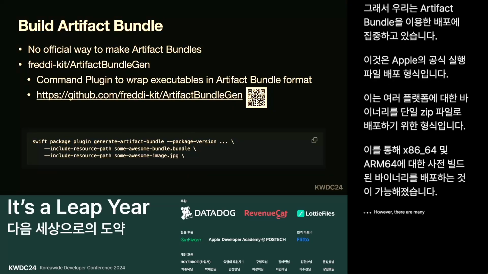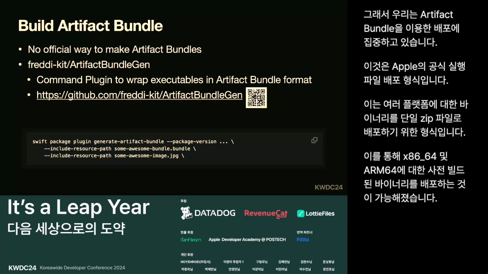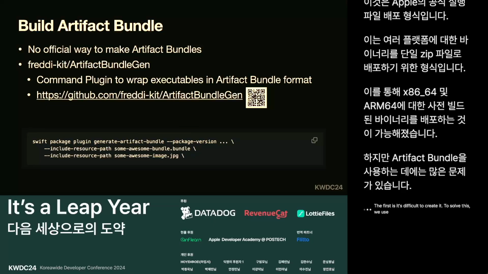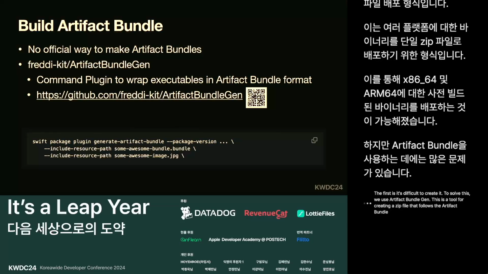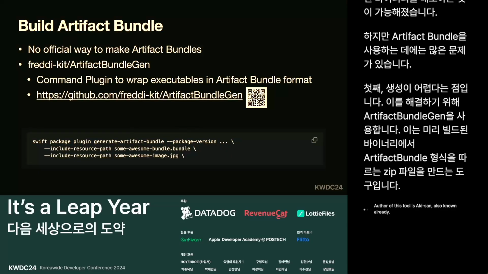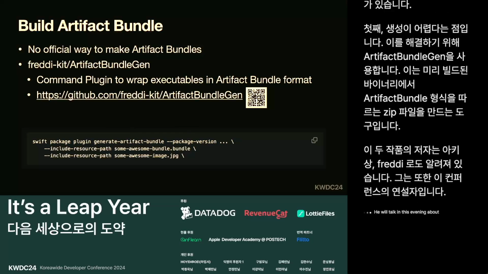However, there are many issues using artifact bundle. The first is it's difficult to create it. To solve this, we use artifact bundle gen. This is a tool for creating a zip file that follows the artifact bundle format from pre-built binaries. Author of this tool is Aki-san, also known as Freddy. He is also a speaker at this conference. He will talk this evening about Xcode 16.